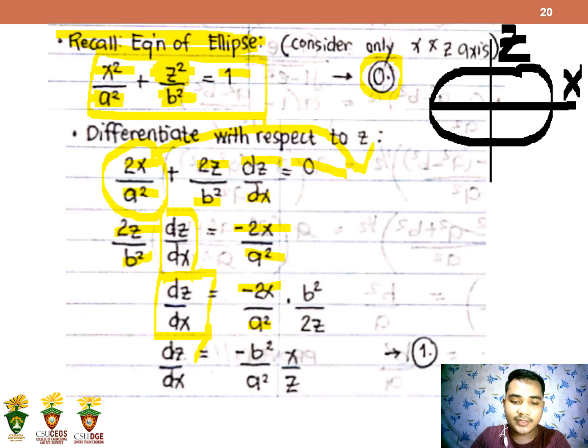So negative 2x over a squared times the reciprocal of 2z over b squared, which is b squared over 2z. After manipulating, the equation now becomes dz over dx is equal to negative b squared x over a squared z. This is now our equation number 2. Take note of this one.